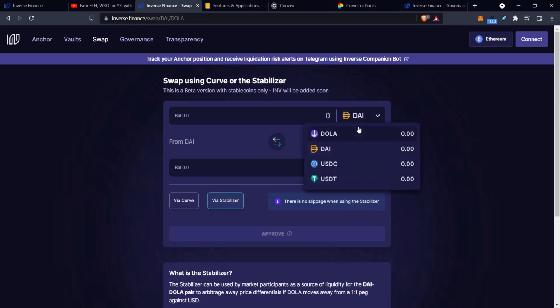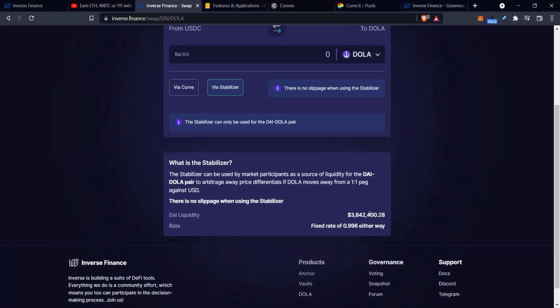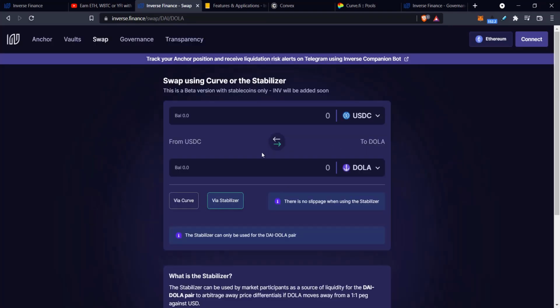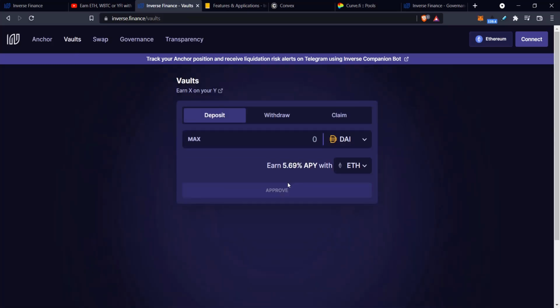Now they might have other ones inside the stabilizer, so let's check. No, they only have DAI. So there's only DAI on the stabilizer. So anyways, that's the swap. The swap is very straightforward, very easy, very clear to understand. So let's go to the vaults, because the vaults are also quite easy to understand and pretty interesting.